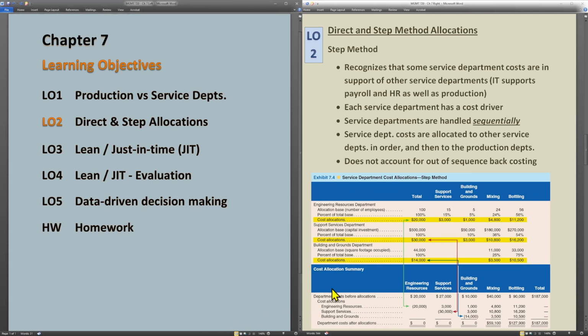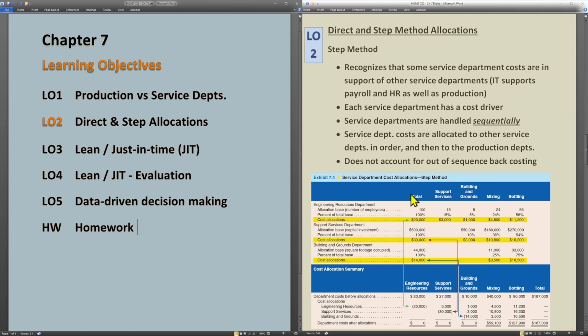Okay, so here we have the step method, and it's essentially going to be the same. And you notice that we actually have somewhat the same numbers here. We've got 3 departments: engineering, support, and building and grounds, and we've got 2 production departments: mixing and bottling. But you're going to notice that there are a few extra numbers in here.